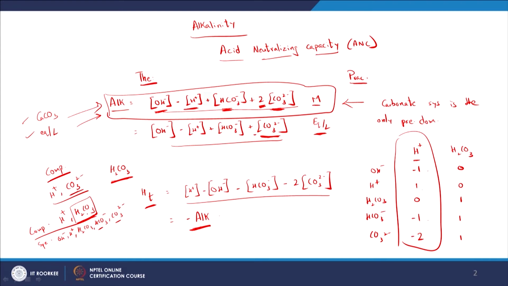Again, the reason we are looking at it will be apparent later, but please keep in mind that here the reference is with respect to the component H2CO3, right. Again, the theoretical definition is valid only when the carbonate system is the predominating system. So, let us go back to the practical definition here, and how you go about measuring alkalinity in the lab.